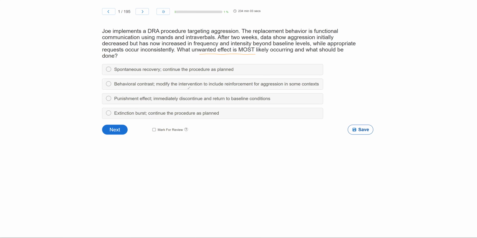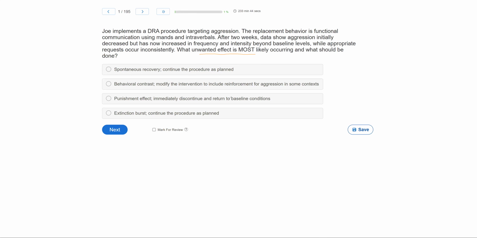Behavioral contrast. Modify the intervention to include reinforcement for aggression in some context. What do we know about the different context? Well, we don't know anything about the context at all. For all we know, Joe is in the same place doing the same thing over and over again. Not enough information to point towards behavioral contrast.